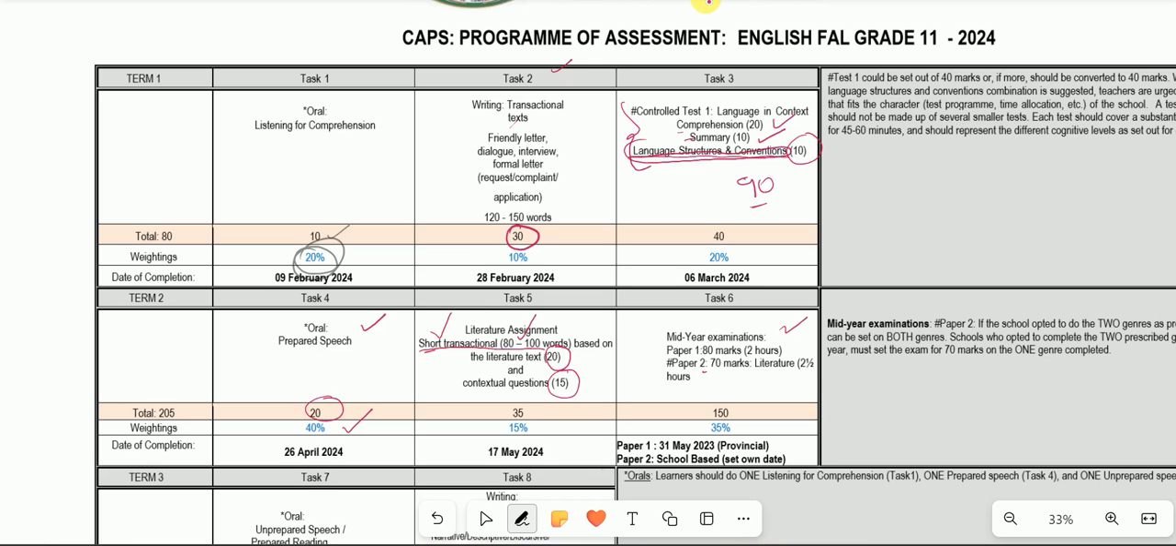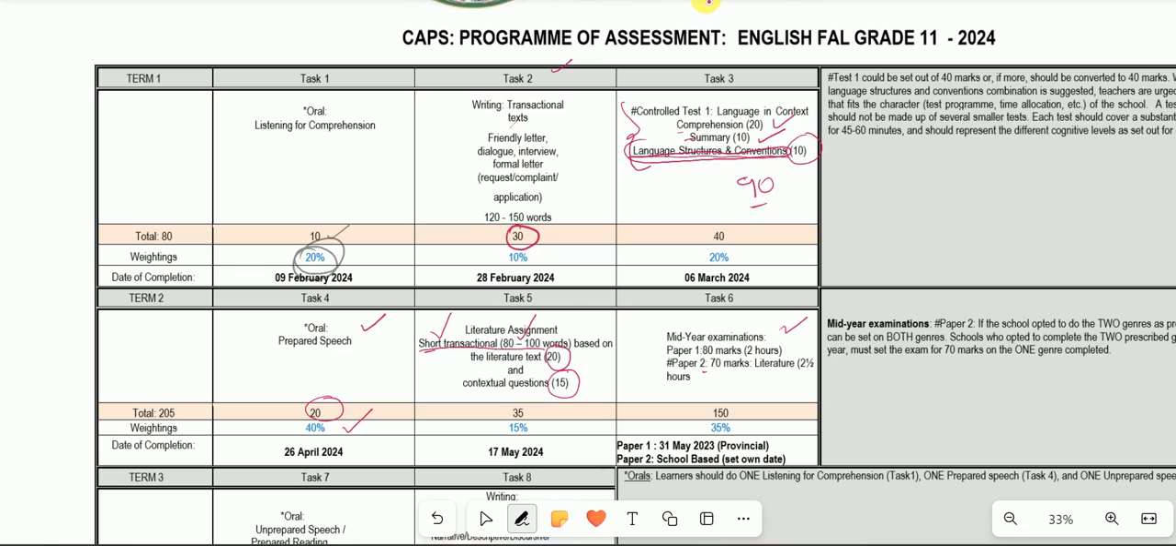Now you'll be exposed to a fully fleshed paper 2, depending on the genres that you are administering at your respective schools, like I've already stated. So it will be maybe poetry and short story, or poetry and drama, and then you'll be exposed to questions based on paper 2. So it means that that will be the total for term 2.